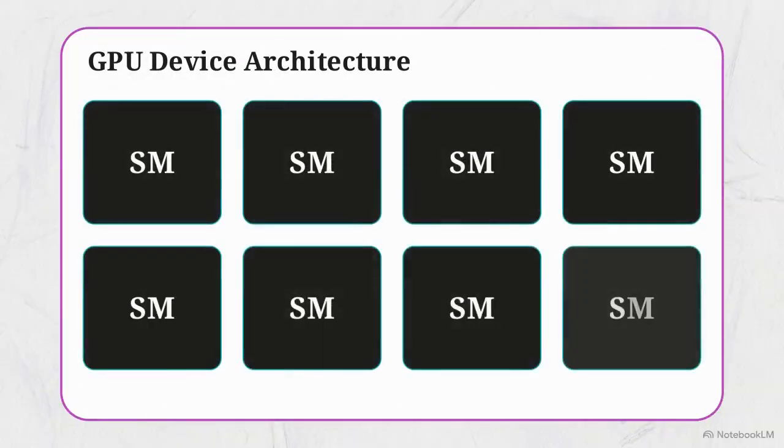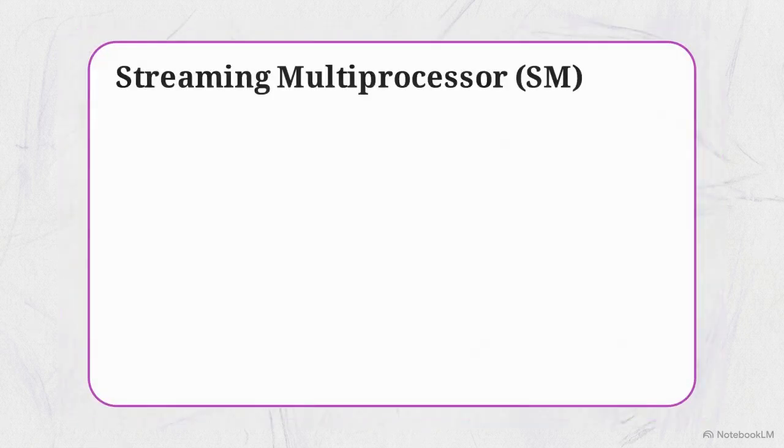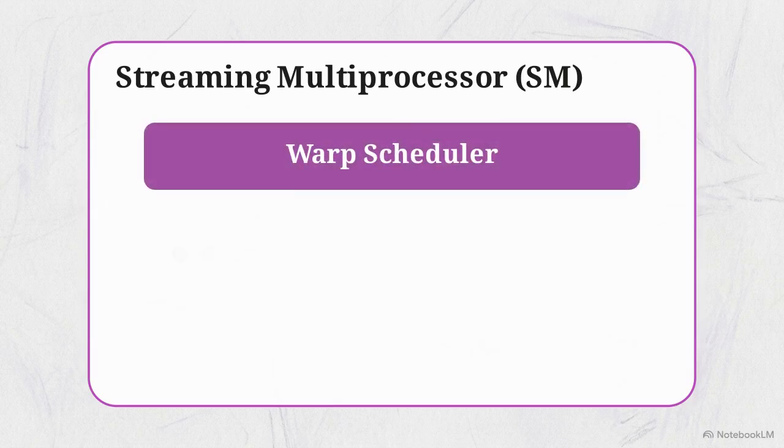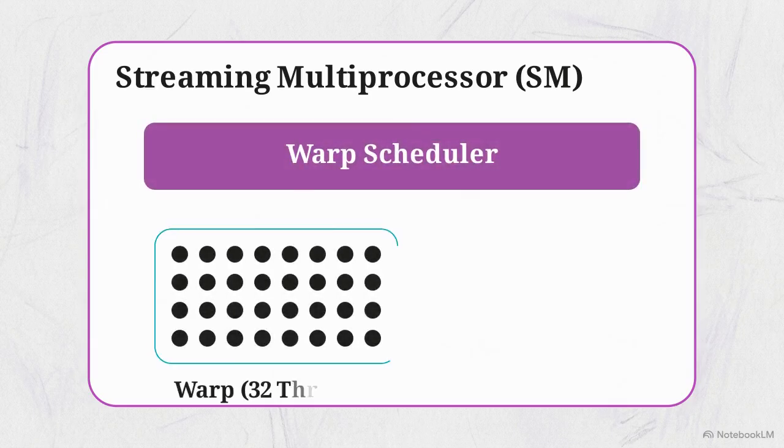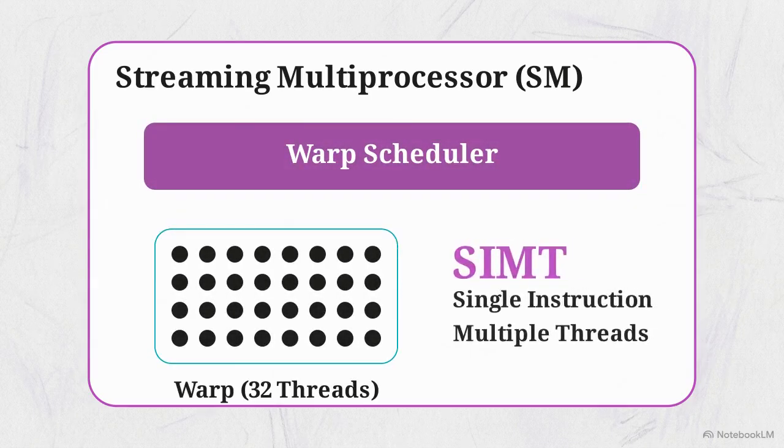A CUDA-enabled graphics processing unit abandons low latency in favor of thousands of lightweight cores optimized for high throughput. If you step inside the GPU device architecture, the primary processing unit is the streaming multiprocessor, or SM. Inside the SM, the hardware warp scheduler groups threads into a warp, the fundamental execution unit. A warp consists of exactly 32 threads executing the exact same instruction simultaneously, an architecture known as single-instruction multiple threads.